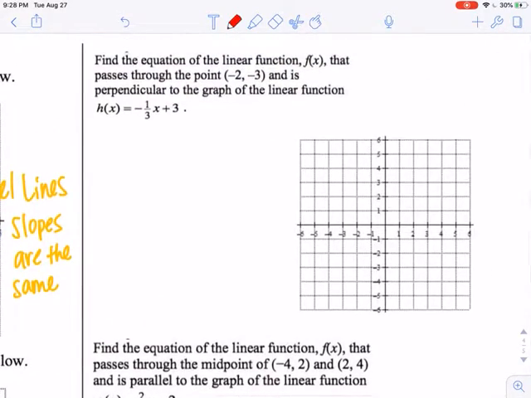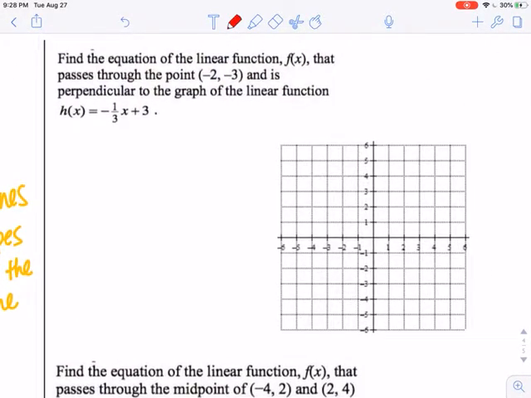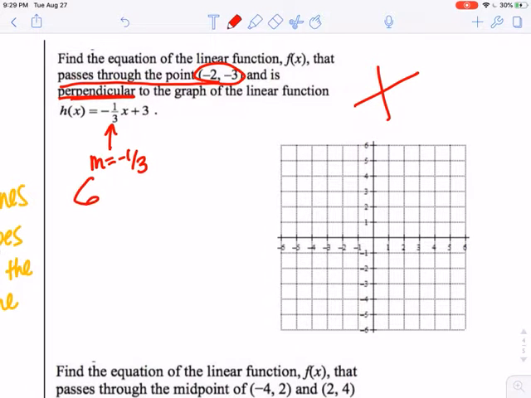So from looking at a problem like this, it says find the equation of the linear function that passes through the point here and is perpendicular to the graph. So I remember that perpendicular means 90-degree angles, which means that they have opposite slopes. One's going down, one's going up. So if I see here that this line has a slope of -1 over 3, then the opposite reciprocal slope, the new slope, would be +3. I'm taking that 3, moving it to the top. The negative is being removed, and the 1 is going to the bottom.